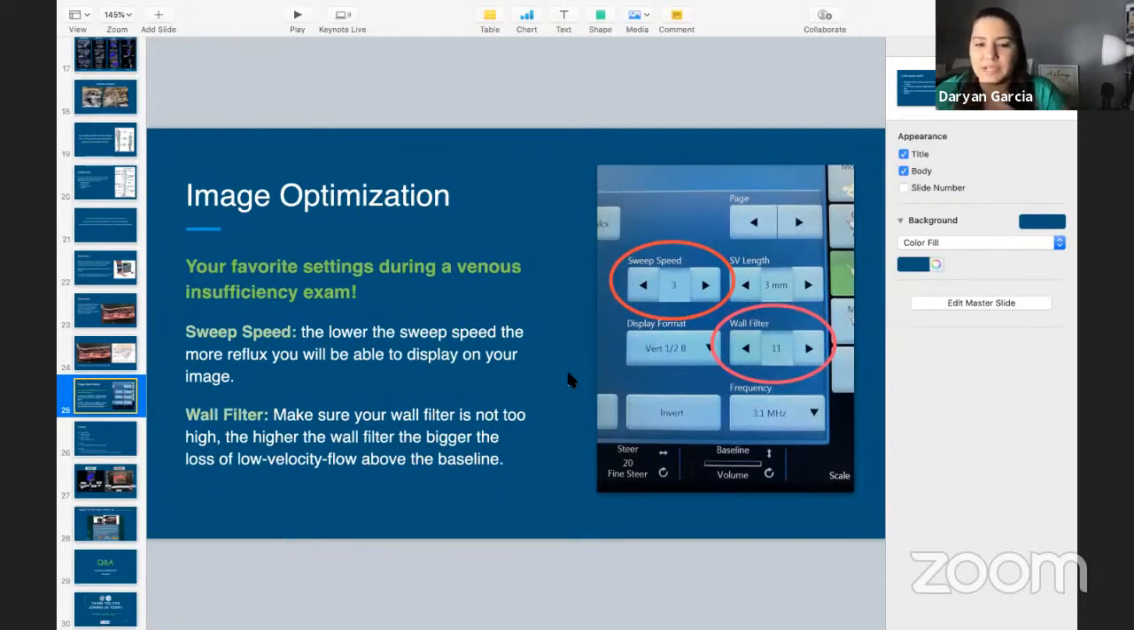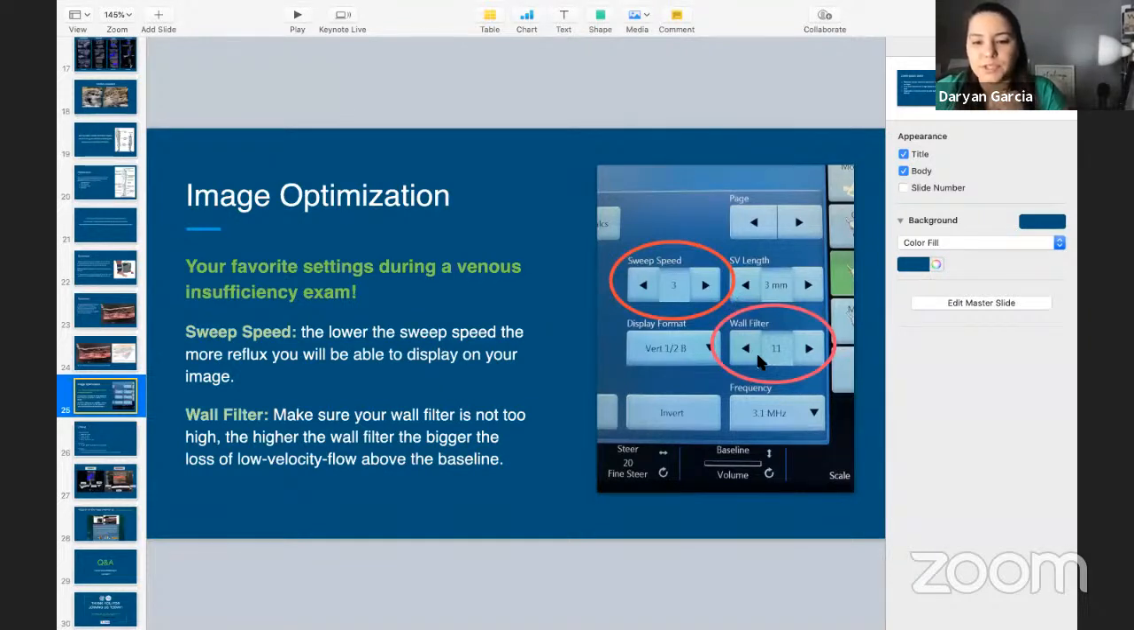Some of the settings that I'd really like to use when I'm doing venous insufficiency are the sweep speed and the wall filter. For the sweep speed, if you have a really bad venous insufficiency that lasts more than 3, 4, 5 seconds, you want to make sure that you're getting that measurement in its entirety. So if you see that you can't fit that measurement within your baseline, then you can decrease the sweep speed. It goes down all the way to 1. In some of my images, I'm able to go all the way up to like 10 seconds, something really crazy like that. So just take advantage of it. That way you can have a true measurement.